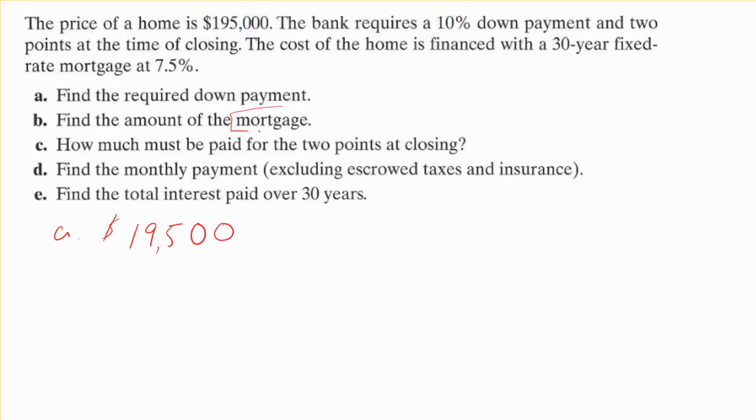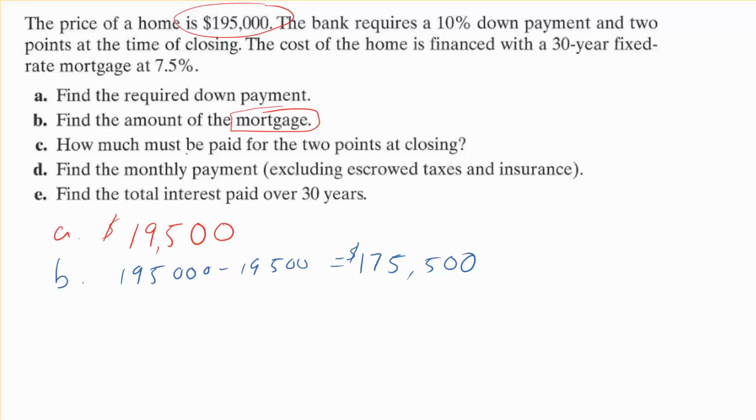The amount of the mortgage. So that's going to be what's left after the down payment. So that's going to be $195,000 minus $19,500. I'm going to mortgage $175,500.